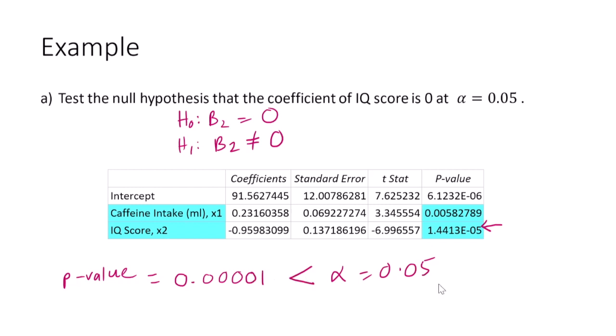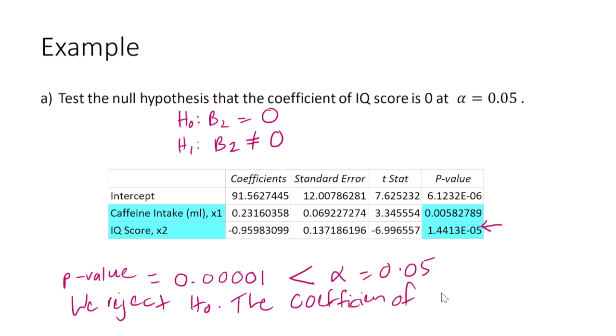So the p-value is less than alpha. We reject H null. Since we rejected the null hypothesis, the coefficient of IQ score differs from 0, or you can also write it as is not 0. Okay, so this is quite simple.